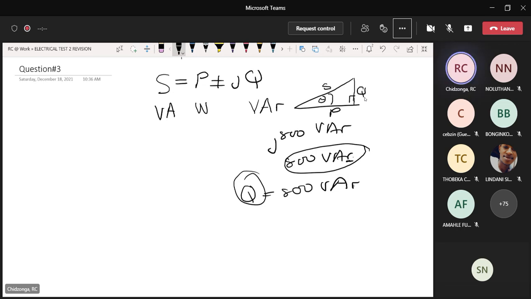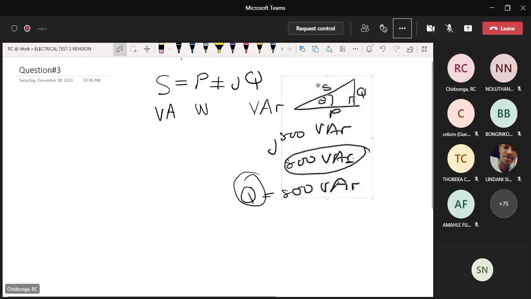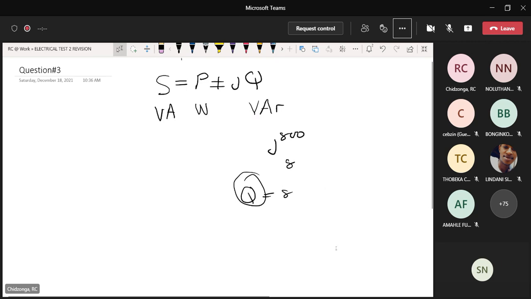And Q is imaginary. That makes S, which is a combination of these two, a complex quantity. Now, power is used as it happens.